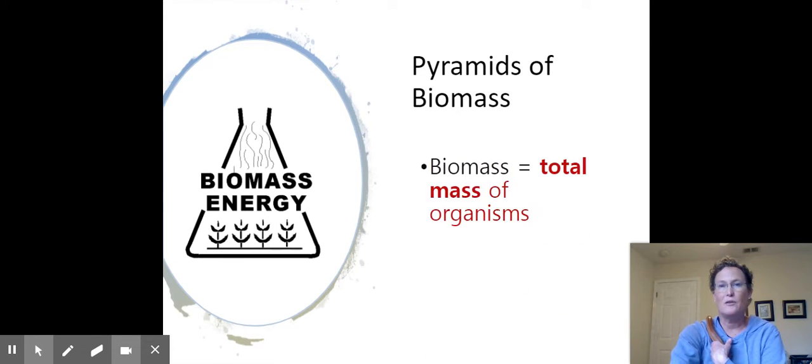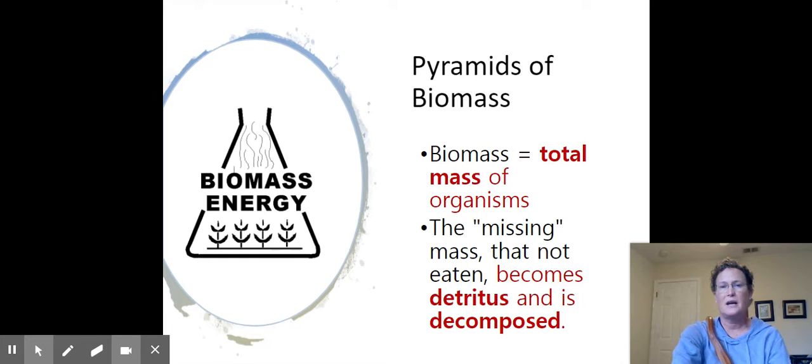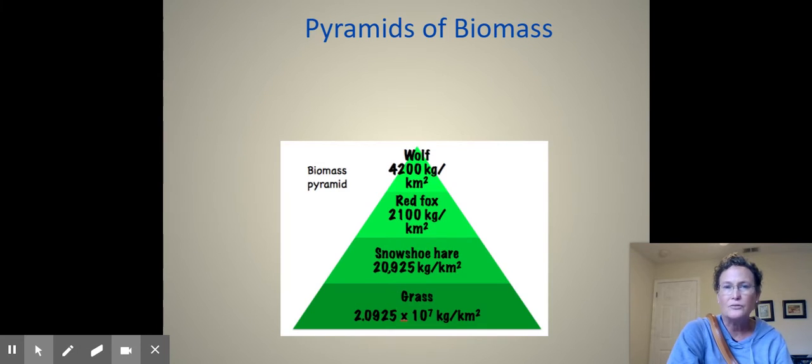So pyramids of biomass. So biomass is the total mass of an organism. And the missing mass that becomes eaten, it becomes detritus and is decomposed. And then it's turned into the inorganic nutrients that the plant needs to build its structures and continue through photosynthesis.